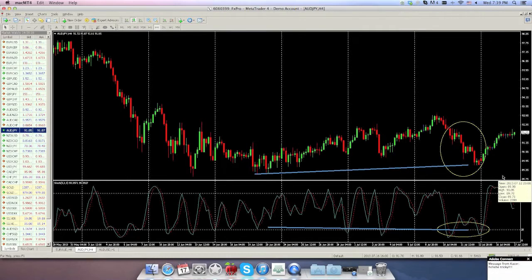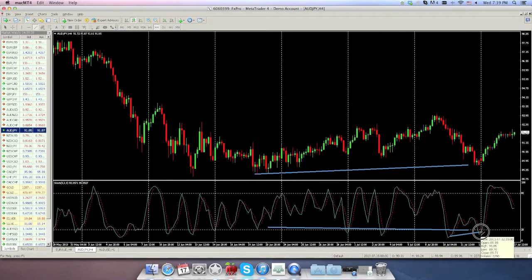Is that not an opposite inside of an opposite? Okay. So on your indicator, you see price moving upwards on this 4 hour time frame.